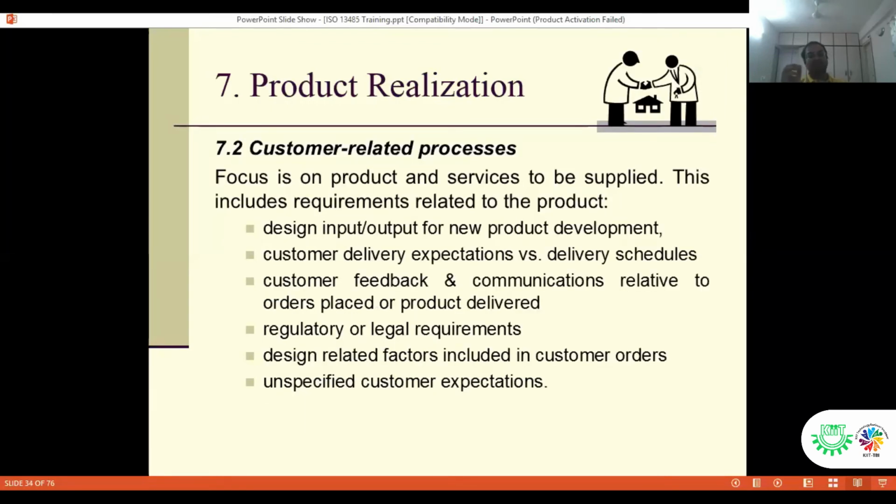Now the customer related process. The focus is on the product and service to be supplied. This includes requirements related to the product, design input and output for new product development, customer delivery expectations versus delivery schedules, customer feedback and communications related to orders placed or products delivered, regulatory or legal requirements, design-related factors included in customer orders, and unspecified customer expectations. So you have to see what the customer-related processes and requirements are, and whether the product you are going to manufacture is fulfilling them or not.